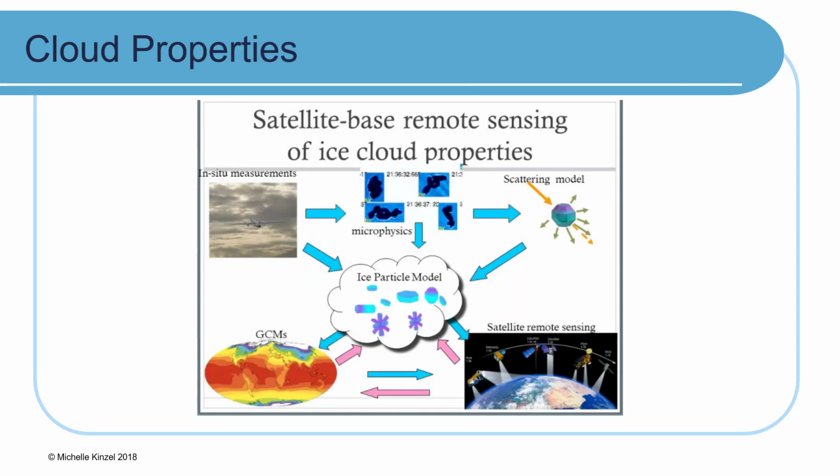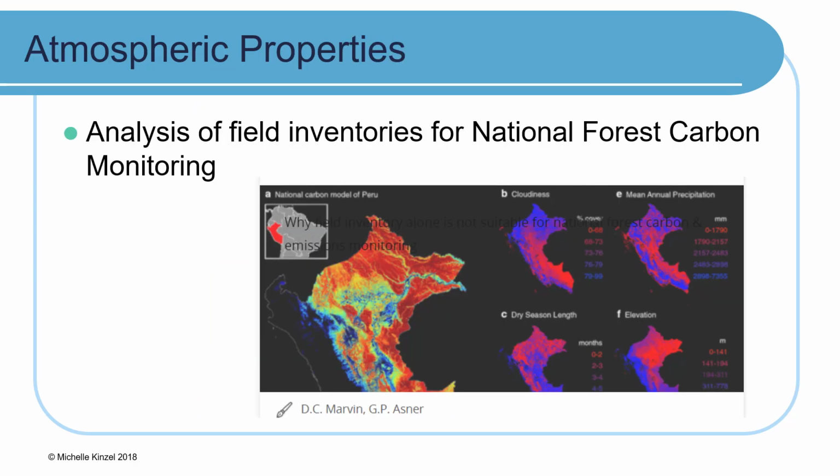So a schematic of the modeling. We have an ice particle model represented by the cloud in the middle. You can see that there are several components: in situ measurements, microphysics, a scattering model, generalized circulation models of the Earth, and satellite remote sensing. And so the arrows are showing you the contributions and the many different components involved in monitoring ice clouds.